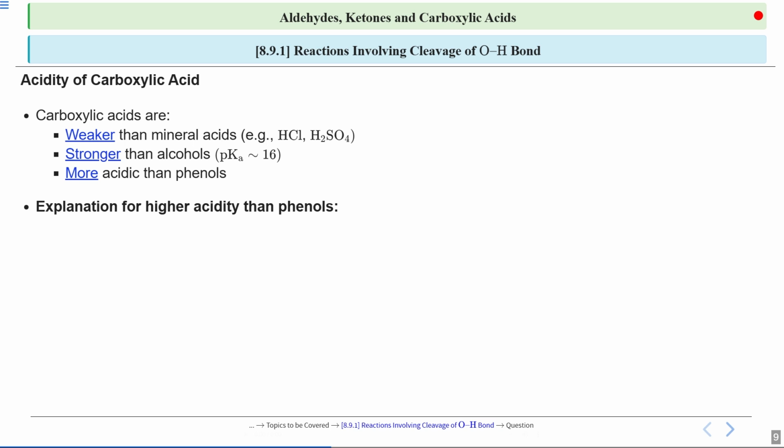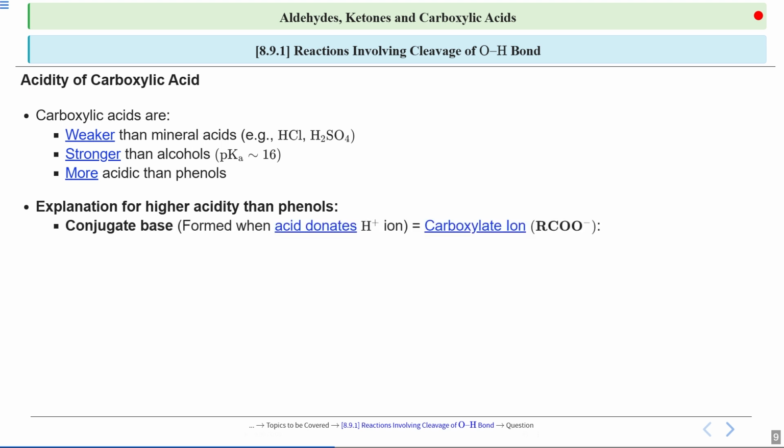Now we will see why carboxylic acids are more acidic than phenols. First we will see the acidity of carboxylic acid, and then we will see phenols, and then we will compare. When a carboxylic acid donates a proton, it forms a conjugate base. Whenever an acid donates a proton, it forms a conjugate base, and here in this case it is a carboxylate ion. So if COOH donates a proton, which is H plus, it forms a carboxylate ion, which is RCOO minus.